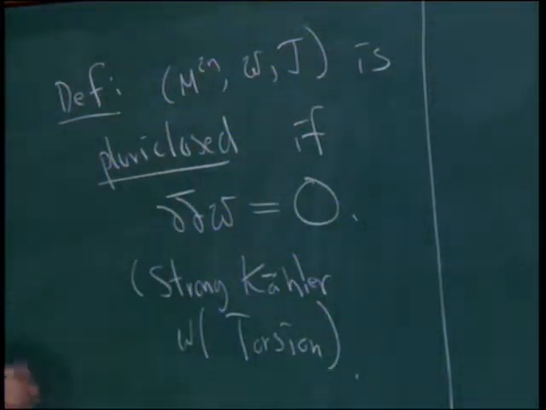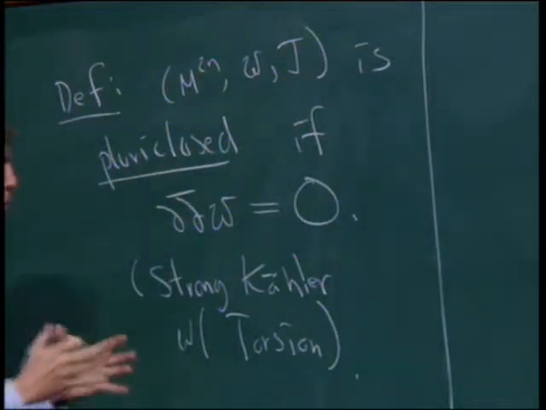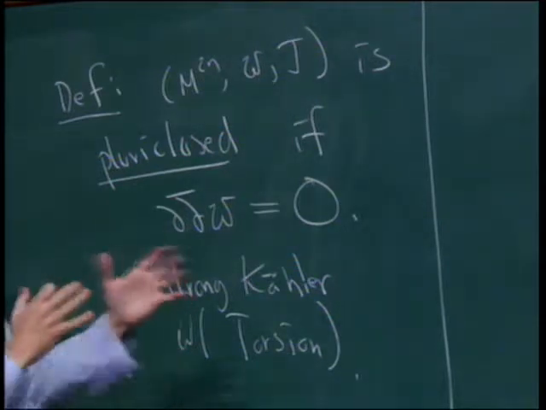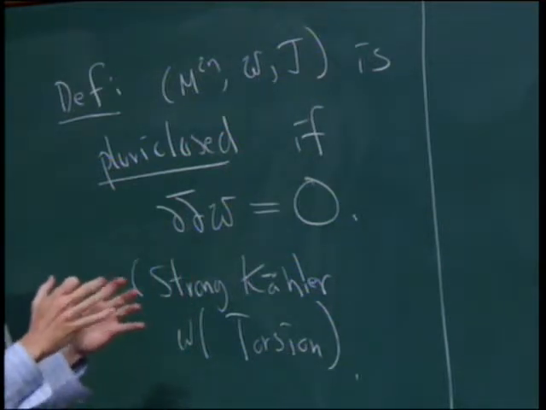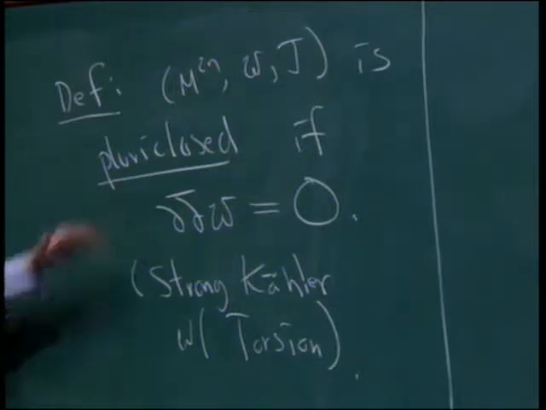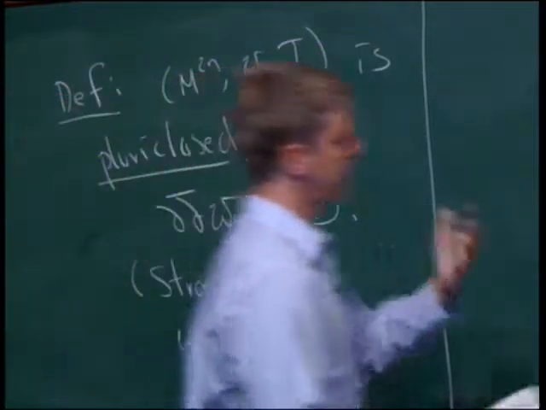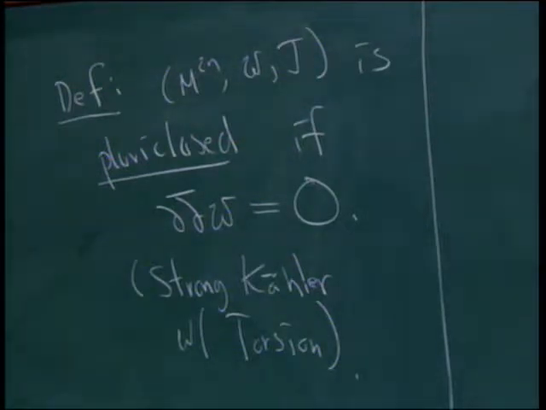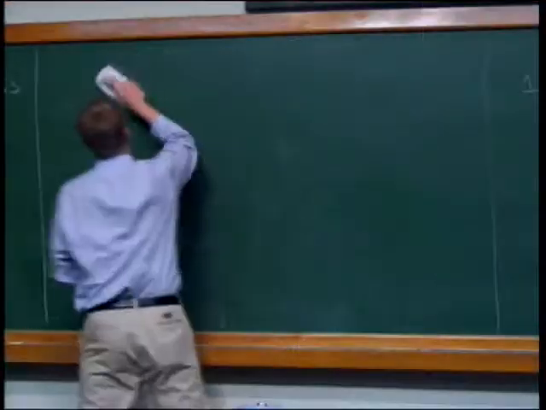Once you leave the perfect Kähler world, there are many different conditions one can try to impose on omega. But in a sense, this is the only non-trivial linear condition to impose, at least if you're going to keep J integrable.